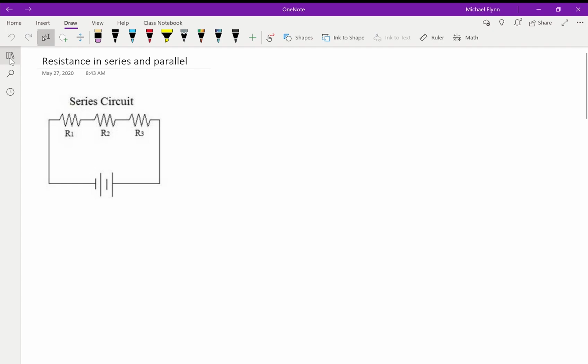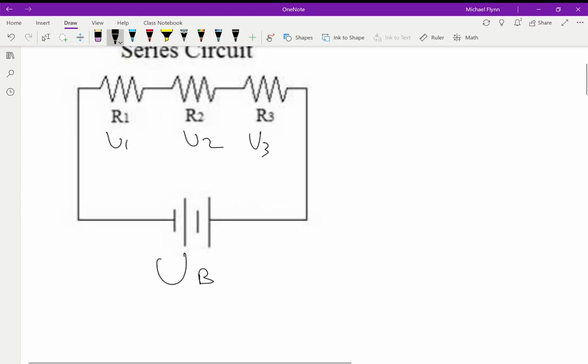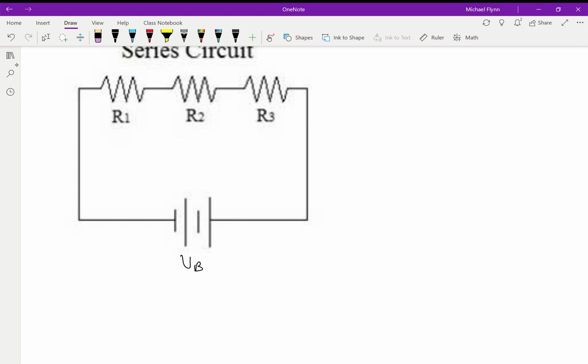Let's change that to something I can write in. I'm going to call this VB, voltage in the battery. And we're going to call these V1, V2, and V3. Let me zoom in and do it a little nicer. Voltage in the battery, V1, V2, and V3. And we're going to call this current I.